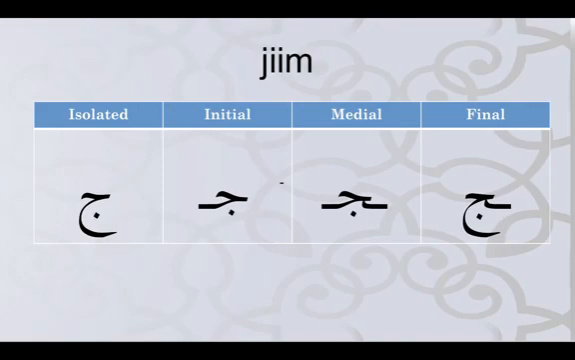Same thing with the Kha. The Kha, the dot is above the letter, whereas in the Jim, the dot is below the letter, and it takes the exact same form as the Jim. Kha, the dot is above. Jim, the dot is below. Ha, there is no dot. Jim, dot below. Ha, no dot. Kha, dot above.